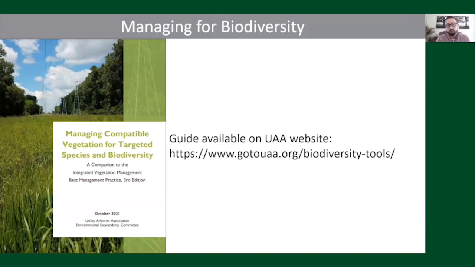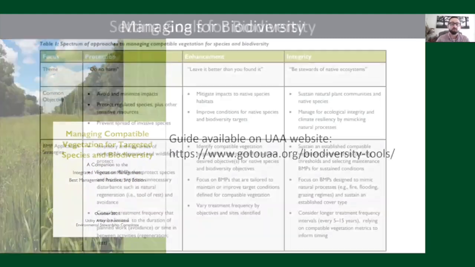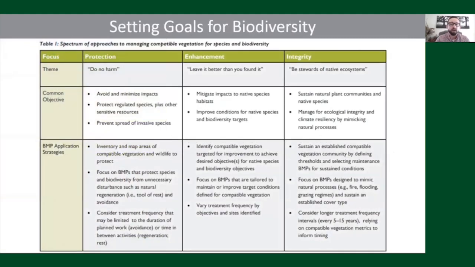The Utility Arborist Association's Environmental Stewardship Committee has put together some really awesome tools for managing for biodiversity. I highly recommend going onto the UAA's website and this biodiversity tools page and looking through some of these ways that we can set goals for biodiversity and put together a scope of work for biodiversity.